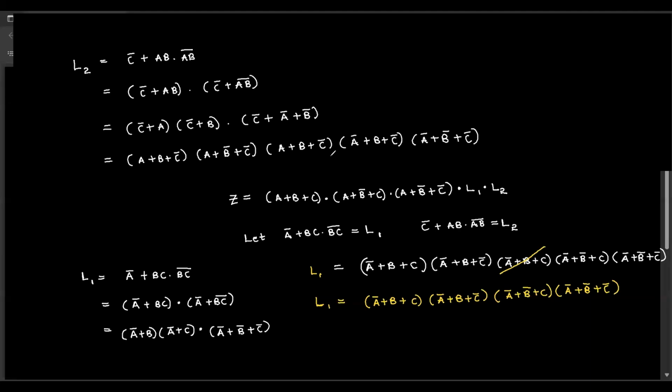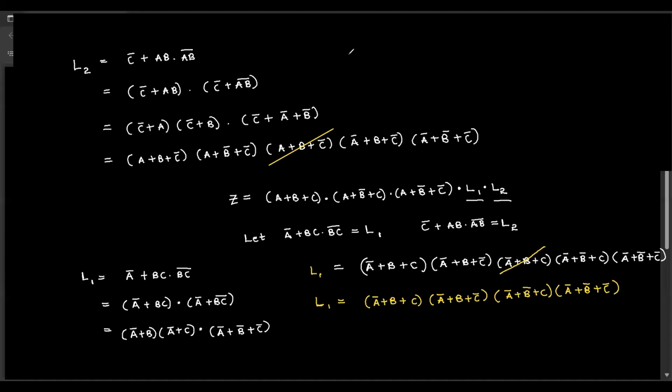Now, first of all, let's remove the same terms. So what do we have here? A plus B plus C bar, A plus B plus C bar, and then yeah, A plus B plus C bar. Now we have to write down the entire Z. We have to replace L1 and L2 with the given intermediate answers.